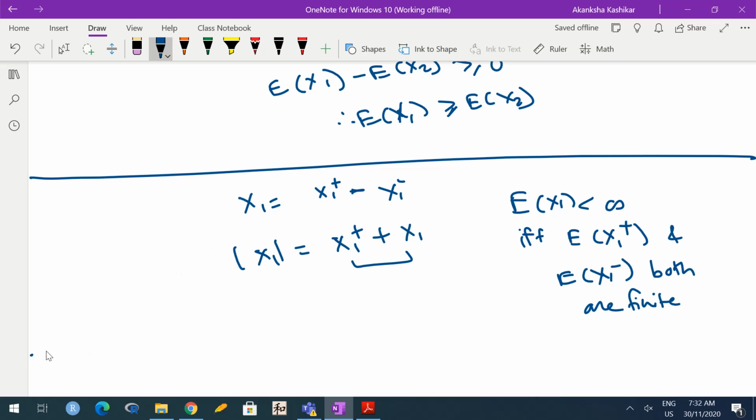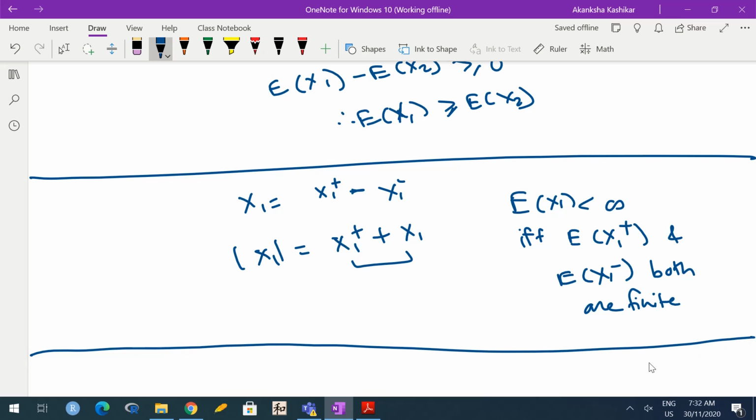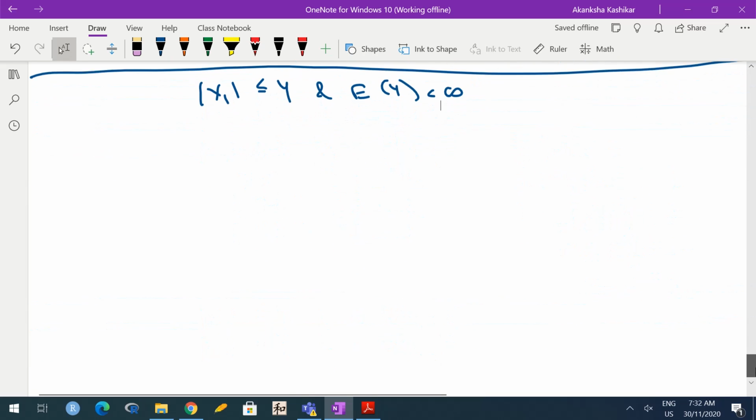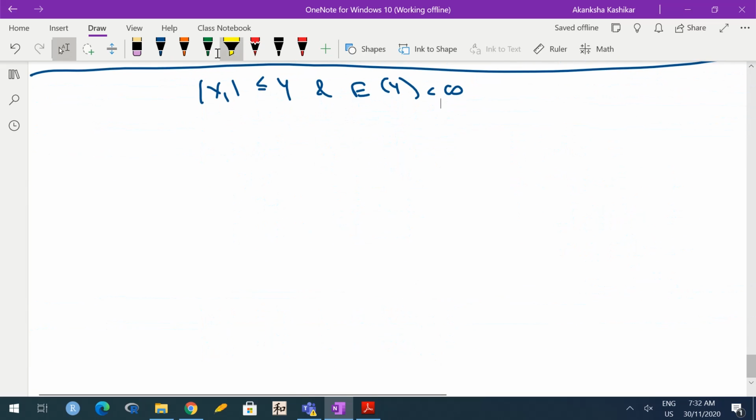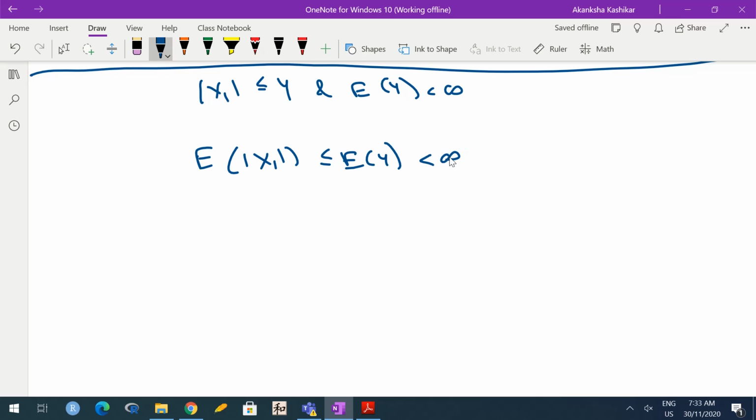The last result is: if mod x1 is less than or equal to y and expectation of y is finite, then x1 is also integrable. That is the result. Now mod x1 is less than or equal to y, therefore we can write expectation of mod x1 is less than or equal to expectation of y by monotonicity, and this is finite.